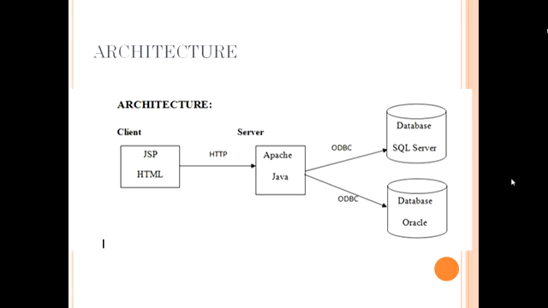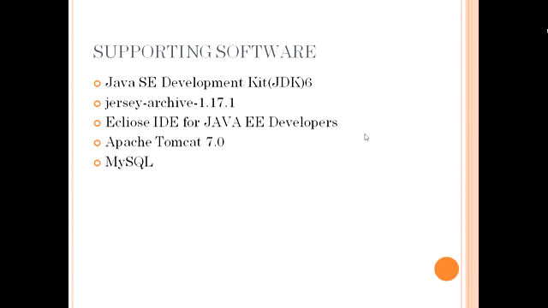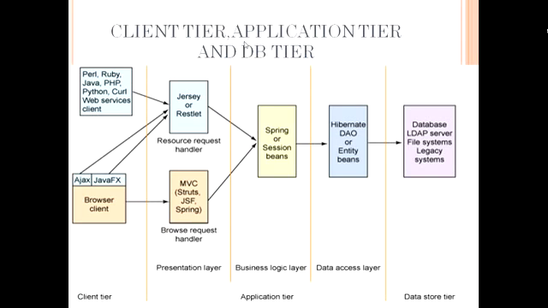This is the overall architecture of RESTful web services in Java. This is the client side, which is mainly the UI page for the client, which sends requests to the server, and the server makes use of databases, either SQL Server or Oracle Server. In my project, I make use of a MySQL database. The software needed for RESTful web services in Java are JDK 6, Jersey for JAX-RS, Eclipse IDE, Apache Tomcat Server, and MySQL database.